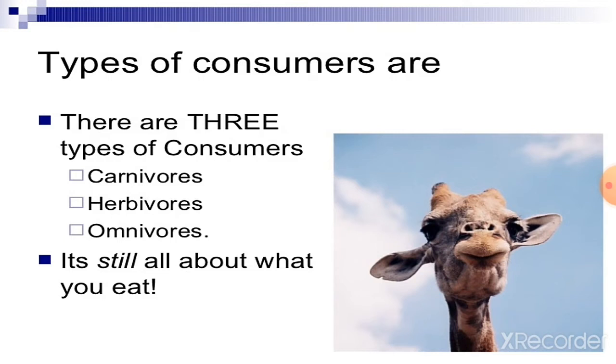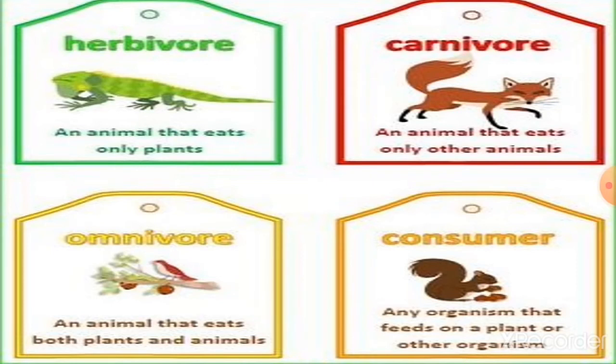Next, types of consumers. There are three types of consumers. They are carnivores, herbivores, and omnivores. These types are classified based on the food which they eat. Let me see one by one.